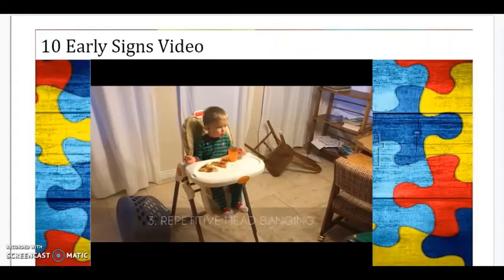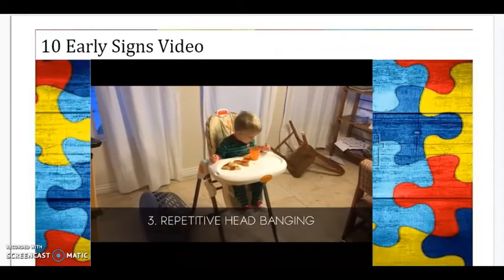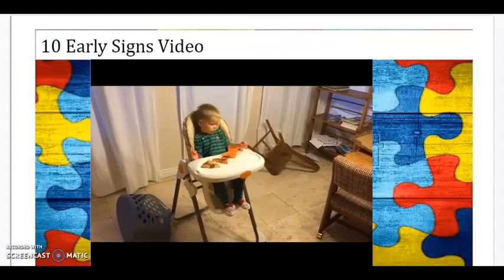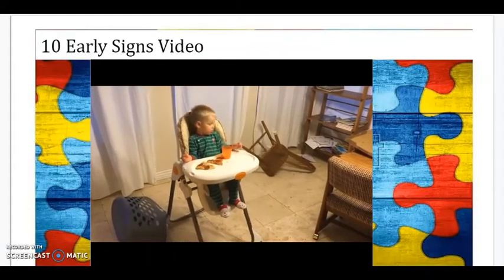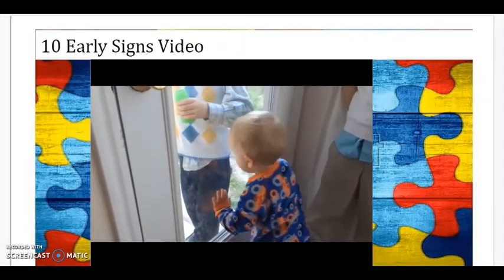This third example may seem alarming. However, as long as they bang their head on something soft, like this padded high chair, generally they'll be okay. As a form of stimming, it can help calm the child due to the rocking motion. Many people with autism like to rock back and forth.